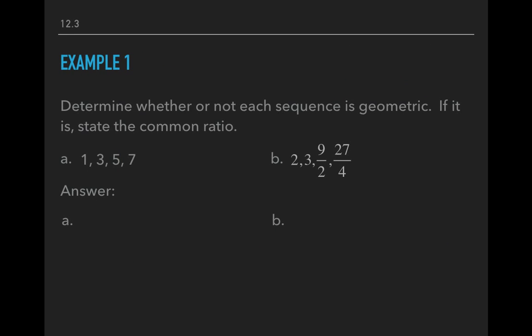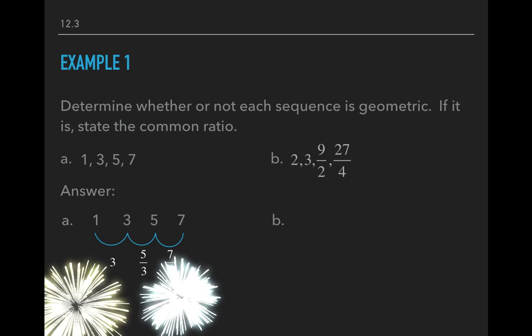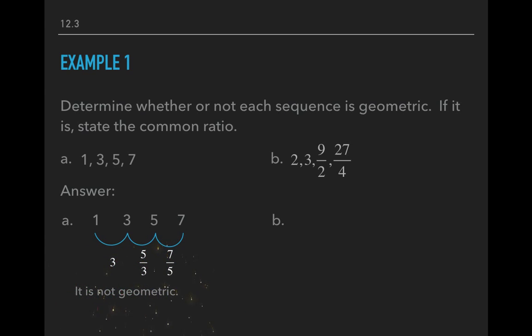So let's take a look at both A and B here and determine if they are geometric. If it is, we're going to give the common ratio. To do this, I want to look at each of these terms and look at them in pairs. So looking at the first two, it would be 3 over 1, which is 3. The next ratio would be 5 over 3, and then it would be 7 over 5. Now those are all different ratios, so this is not geometric.